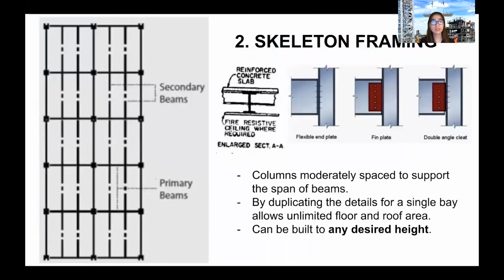In the skeleton framing system, columns are moderately spaced to support the span of the beam. As you can see in the left image, you can see the layout of the columns and the beams, which are moderately placed. By duplicating the details of a single bay, it allows for unlimited floor and roof area, and it can be built at any desired height. In the third image, you can see the different ways the steel beam connects to the column. The first one is flexible plate, thin plate, and double angle plate.